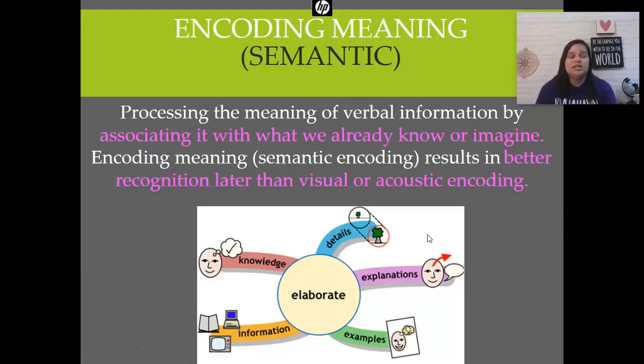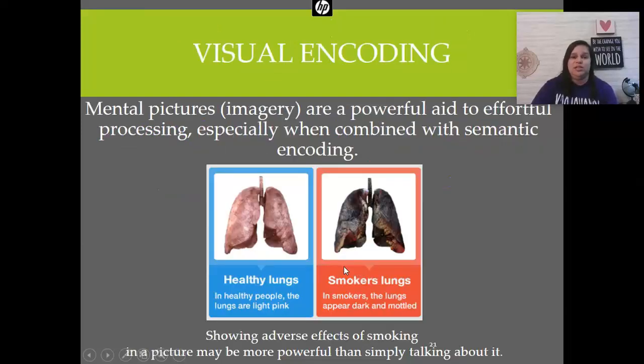Encoding meaning, again, semantics. Once we process the meaning of verbal information and we're able to associate it with what we already know, we have better recognition later on. The encoding by semantics means that we recognize through knowledge, we know details, we can give explanations and examples. So semantic really is that deep processing.